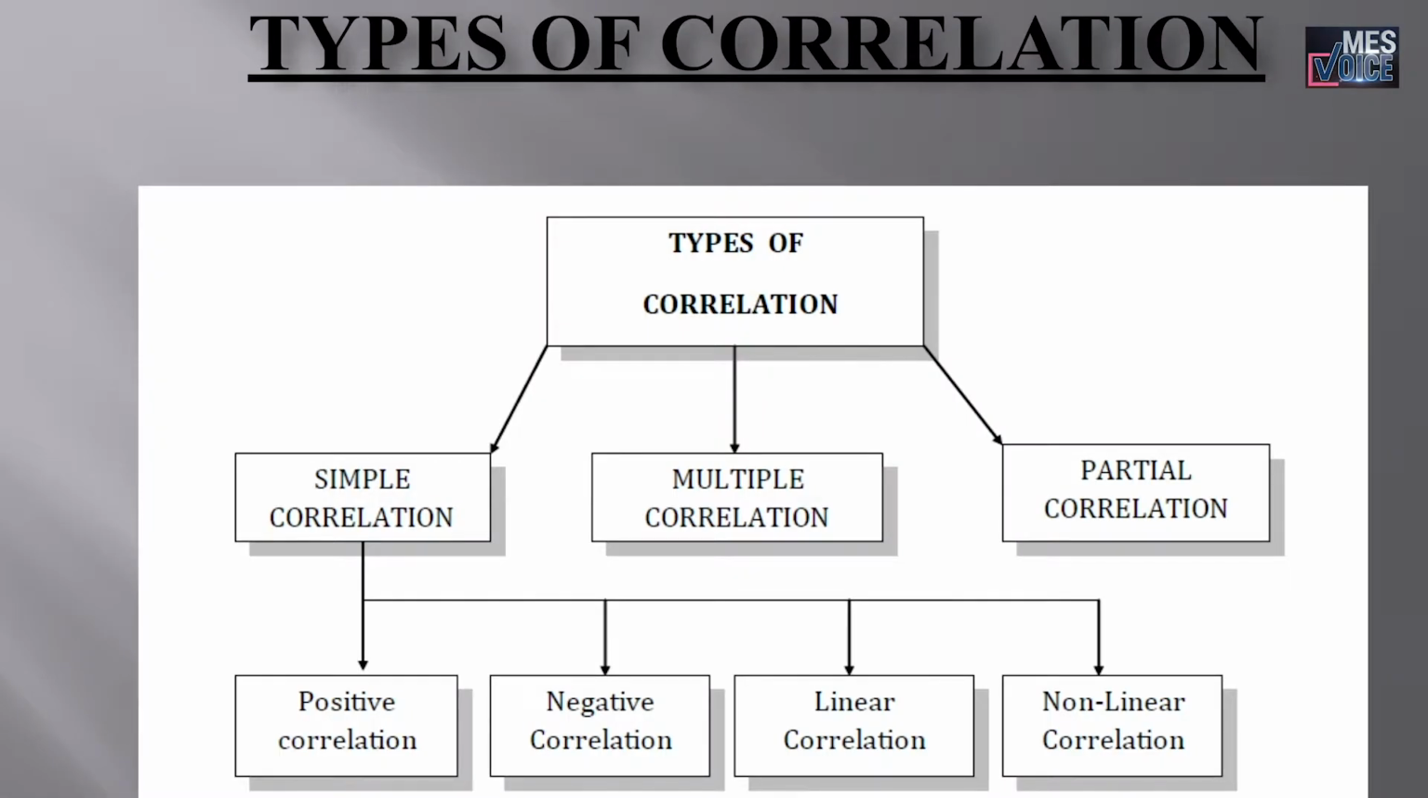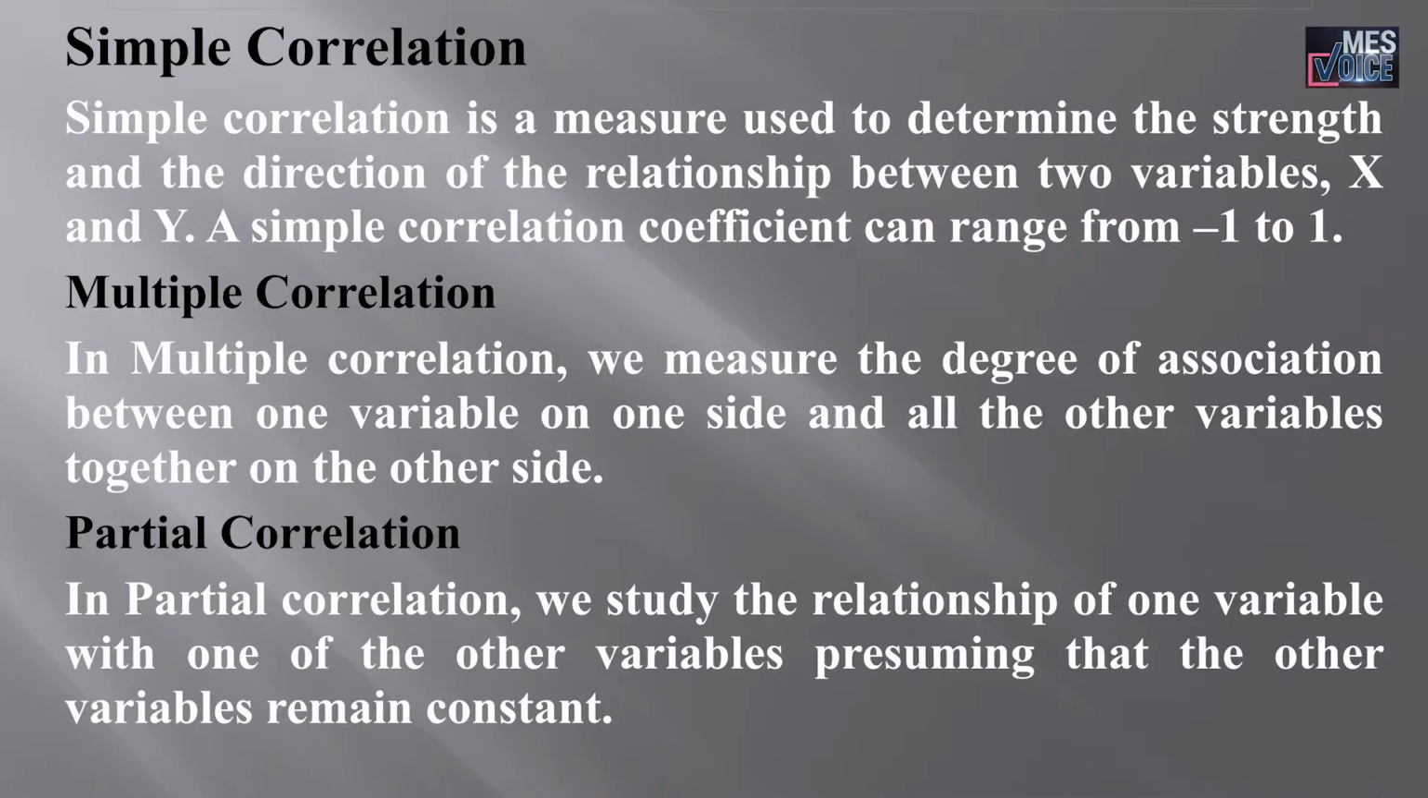Now we can see that there are mainly three types of correlation: simple correlation, multiple correlation and partial correlation. We are mainly focusing on simple correlation. Again, there are four subcategories for simple correlation: positive, negative, linear and non-linear. As the name itself indicates, simple correlation is the study of association between only two variables. If the study is based on more than two variables, correlation can be multiple or partial.